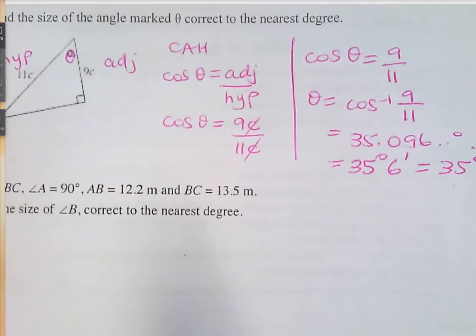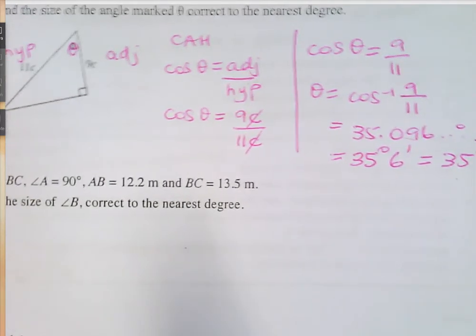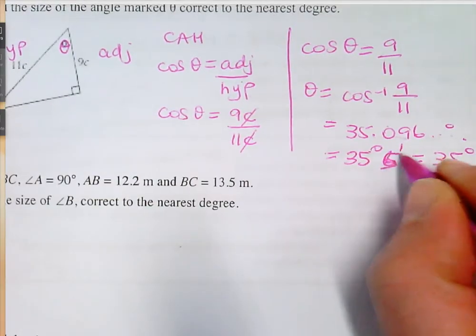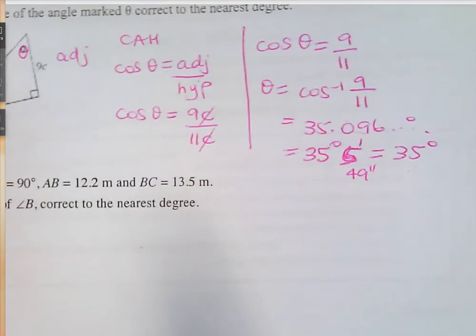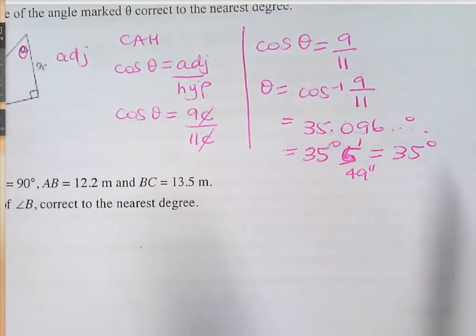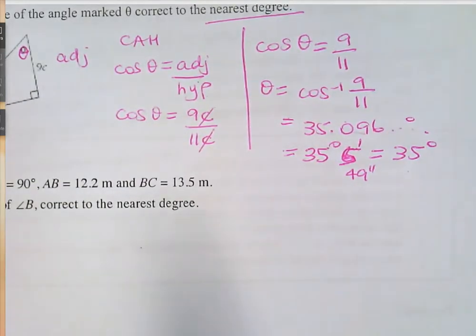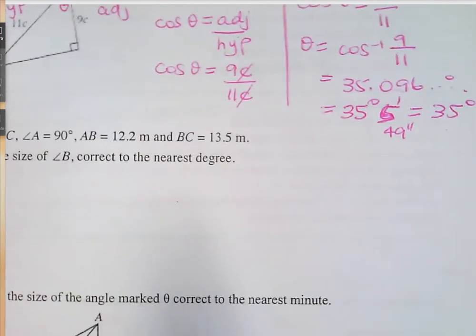Okay, next question, you need to draw it. I really need to do the question 4s. Girls, look, 35 degrees, 5 minutes, 49 seconds, which is to the nearest degree, 35. But girls, I'm trying to say when you round to the nearest degree, you can just round it like a normal whole number, 35.